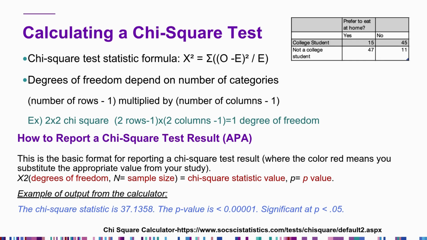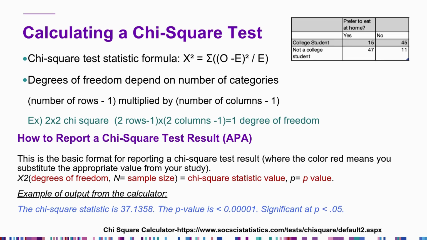That's equal to 1 times 1, and that equals 1, which is 1 degree of freedom. To report a chi-square test result, there is a specific format that should be used, which is here at the bottom. All of the words in red are spots where you would insert number values.